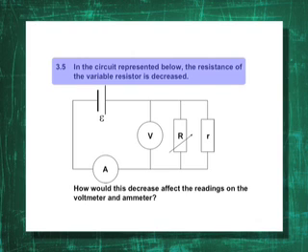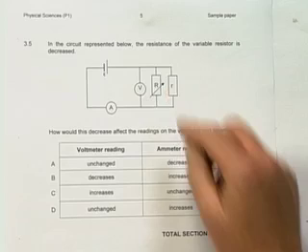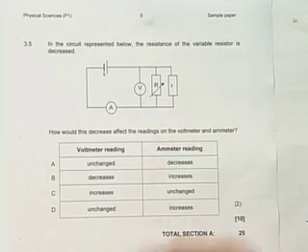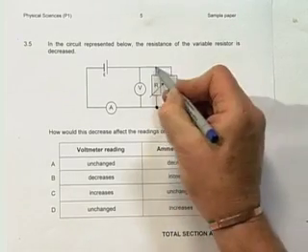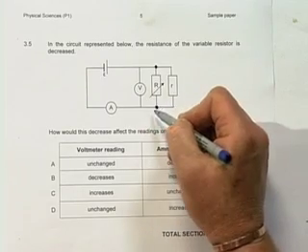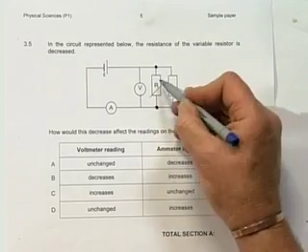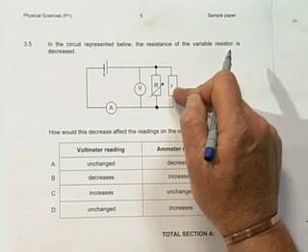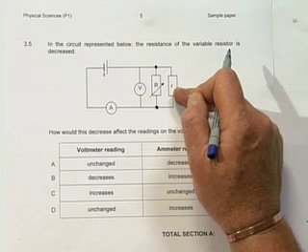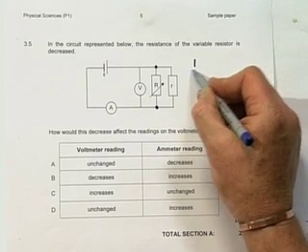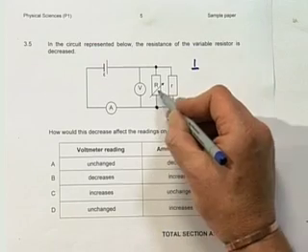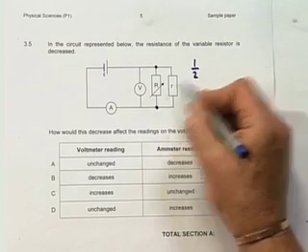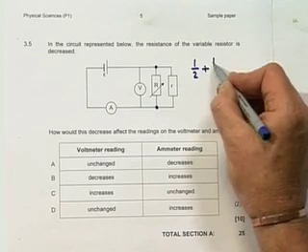Okay, in the circuit represented below, the resistance of a variable resistor is decreased. If I decrease that resistor, the first thing I notice is that I've got two resistors in parallel. If I decrease that resistor, my parallel resistance will get smaller. Let's just take a look. Let me give an example. Let's say that that resistance there was 2 and this one was 4.